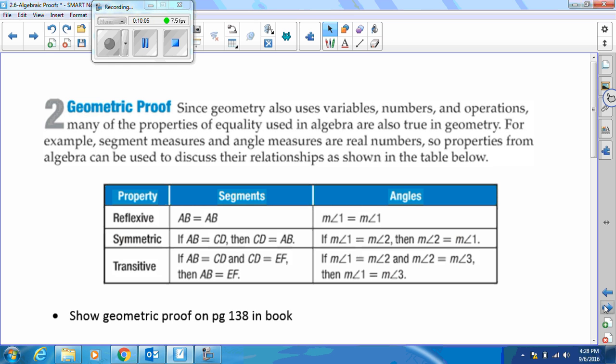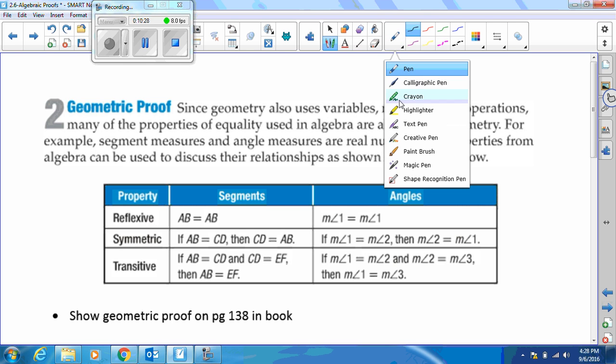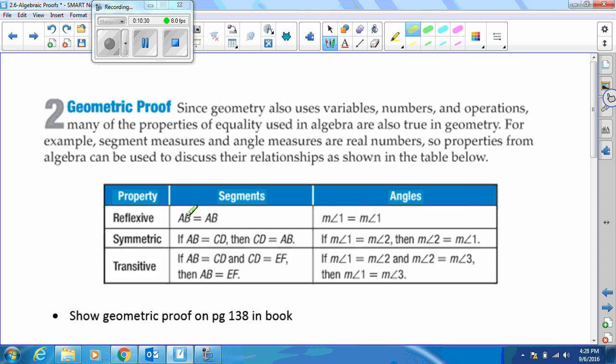Three properties you need to know that you can use in geometry, not just with real numbers. So segments and angles can also hold these properties. Segments can be reflexive and symmetric and transitive, along with angles. The important thing you should note is that all of these we're talking about are their measures. You don't see any segment signs above these. So we're talking about the measures of the segments because those measures represent real numbers.